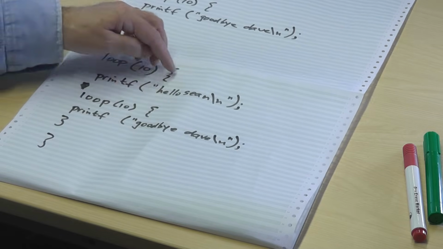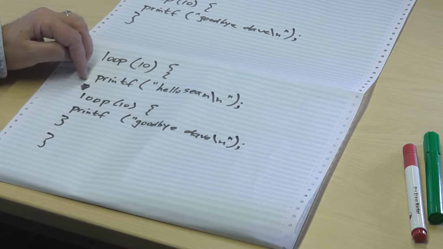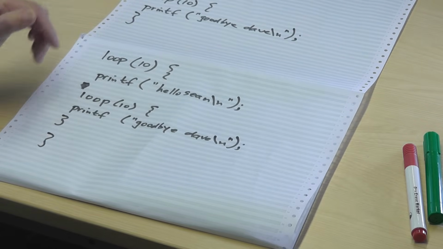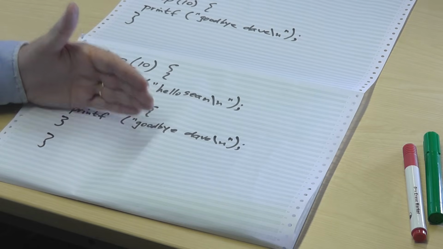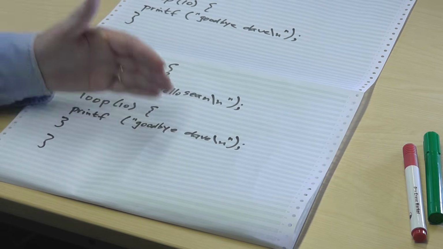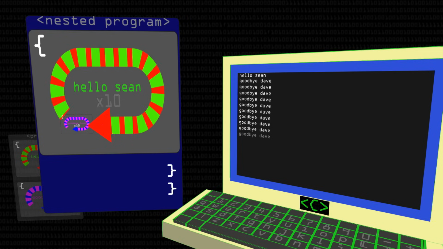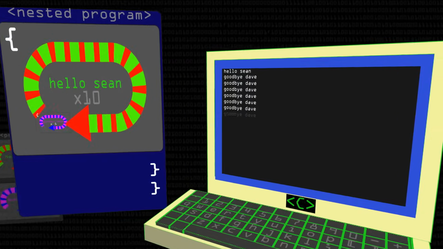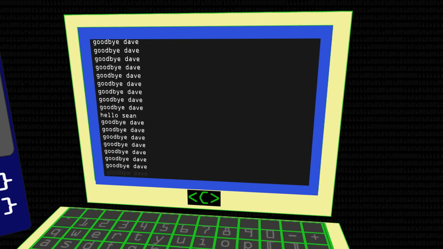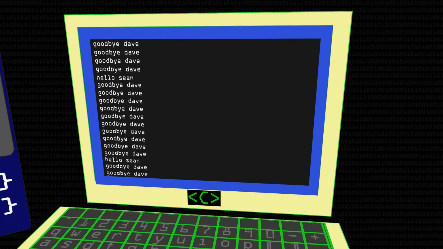But the effect of this is completely different to the one I did previously. Here what's going to happen is the outermost one goes around 10 times, and every time it goes around it does a hello Sean. But every time it does a hello Sean, it then goes into a nested inner loop that does 10 goodbye Daves. So for every one hello Sean I print out, I'm now getting 10 goodbye Daves. Net result, I will end up with 100 goodbye Daves interleaved between 10 hello Seans. Whereas in the earlier case, I had 20 printouts, I had 10 hello Seans followed by 10 goodbye Daves.